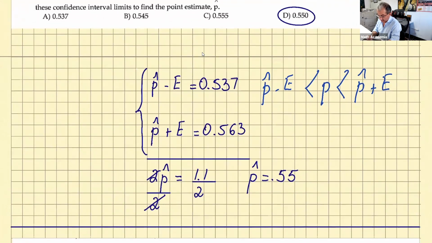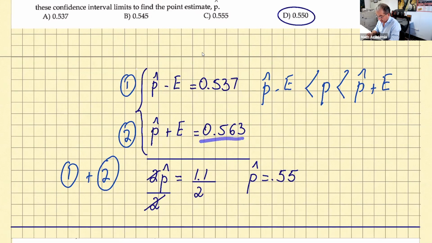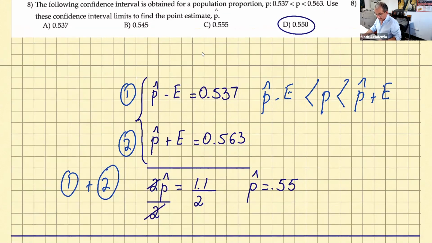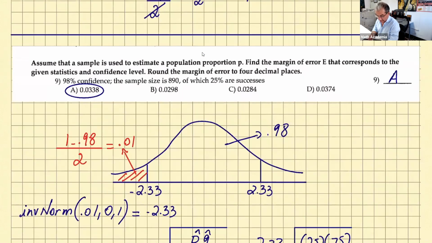You write this, and this is like a system, two unknowns and two equations. You can add those equations, you can add 1 and 2. If you do 1 plus 2, p hat plus p hat is 2 p hat, and the E terms cancel each other, and 0.537 plus 0.563 is 1.1. So you want to solve for p hat, you divide both sides by 2 and you get 0.55, and D is the answer.